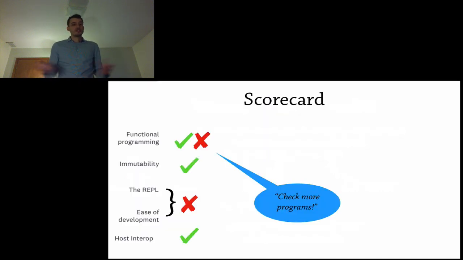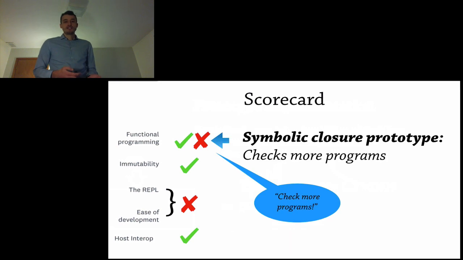So our scorecard was demanding that we check more programs, and based on my prototype, I'm confident that extending type closure with this idea can check more programs.